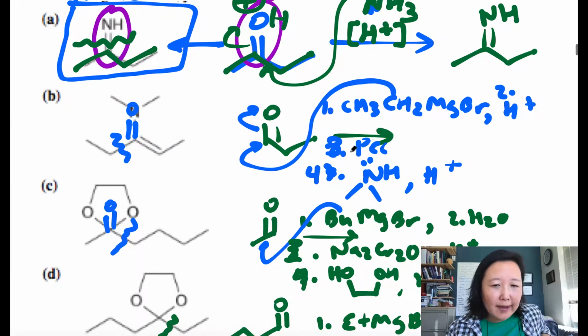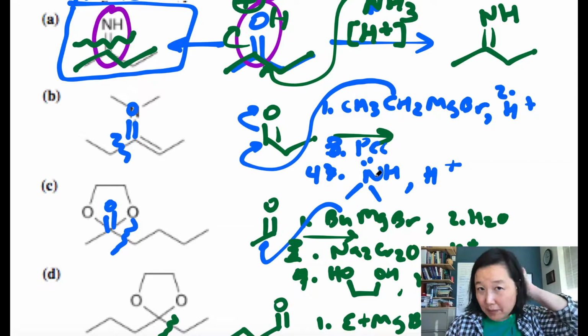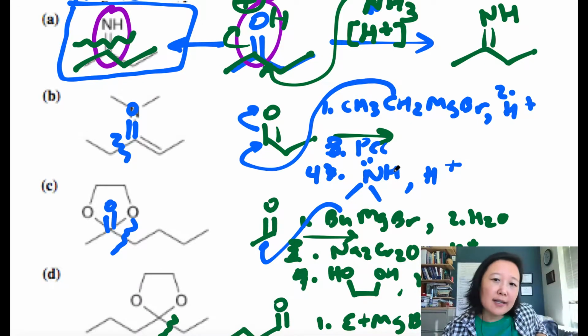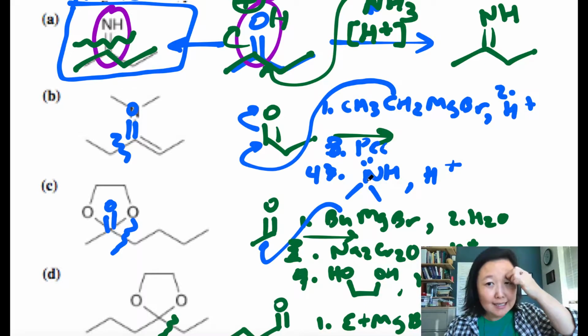So PCC is fine. And number 4, I need the amine group, which has 2 methyl groups on it. So I do that, but nitrogen makes 3 bonds, so don't forget to add this hydrogen here as well. It gets removed later due to proton transfer. And then H plus, just a catalytic amount, just to get this reaction started, because this carbonyl needs to be activated since dimethylamine is a weak base.